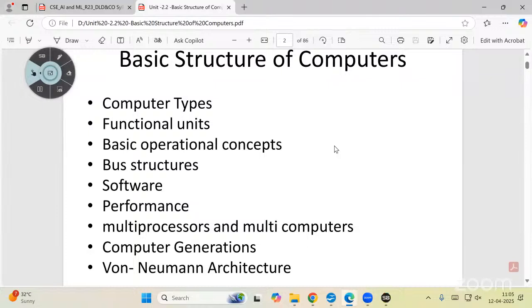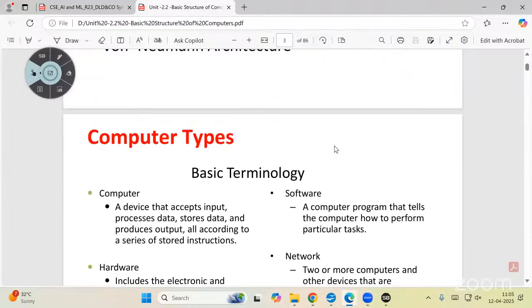Okay, you can see computer. The computer uses data, performs the tasks and gives the output. A device that accepts the input, processes the data, and generates the output, so that is called a computer.